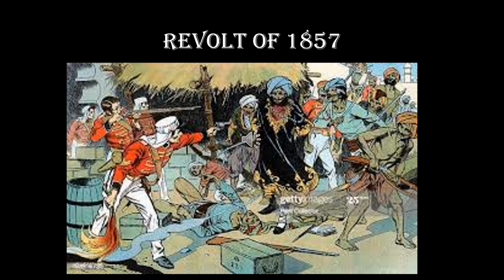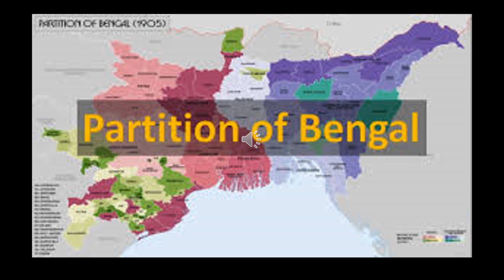So all these educated people came together in 1885 and formed the Indian National Congress. The British were worried about the growing feeling of nationalism among Indians. They realized that if the people of India got united, they could easily throw them out.